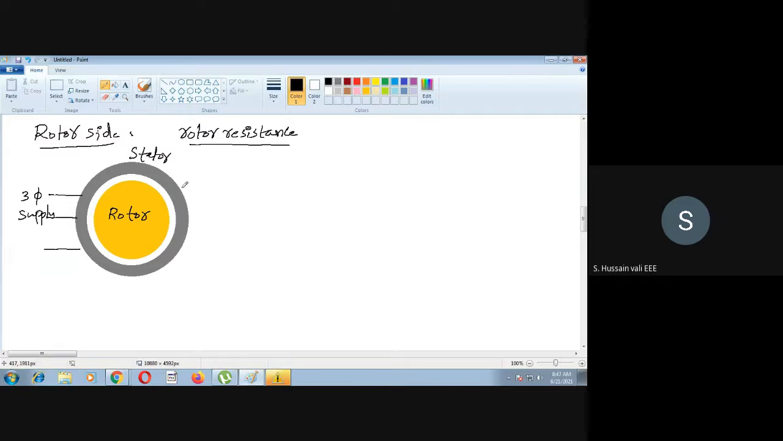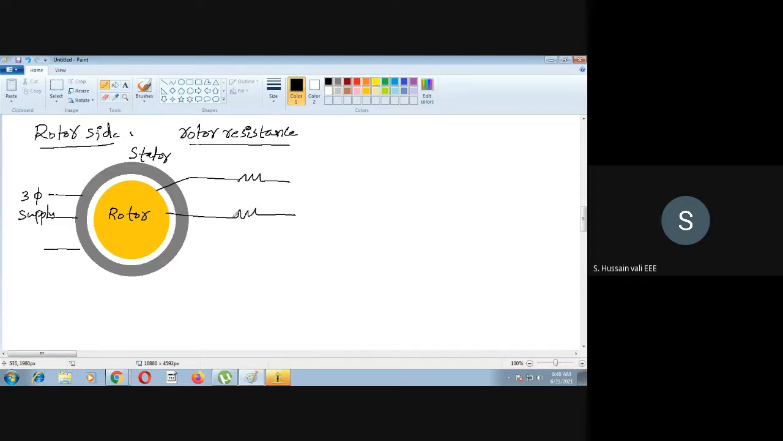I hope you remember that two types of rotors are there: squirrel cage and slip ring induction motor. In the slip ring rotor you have the option to connect the rotor to an external circuit. This is the option you have in case of your slip ring rotor. So that option will take care here. And you see here it's a three phase, so you connect a resistor here.